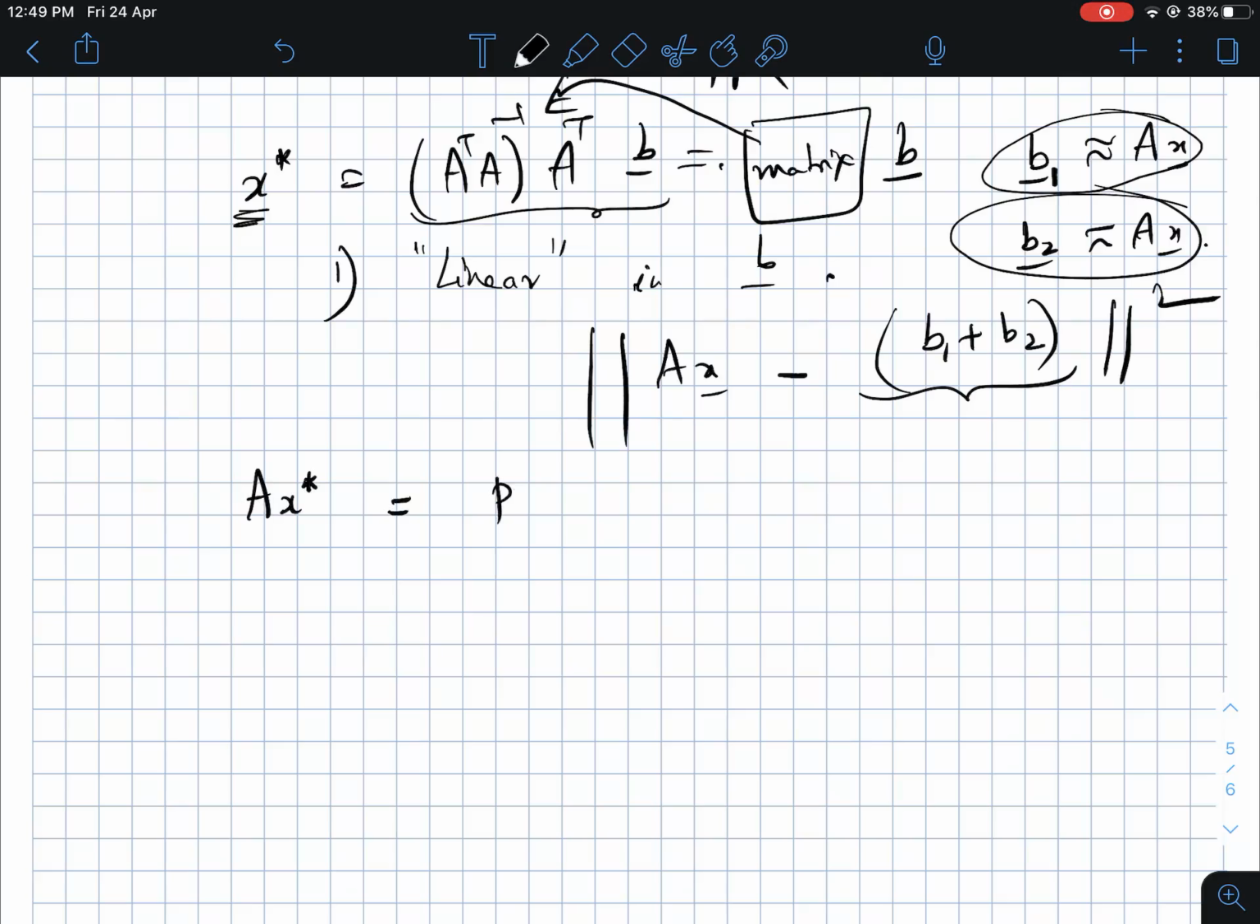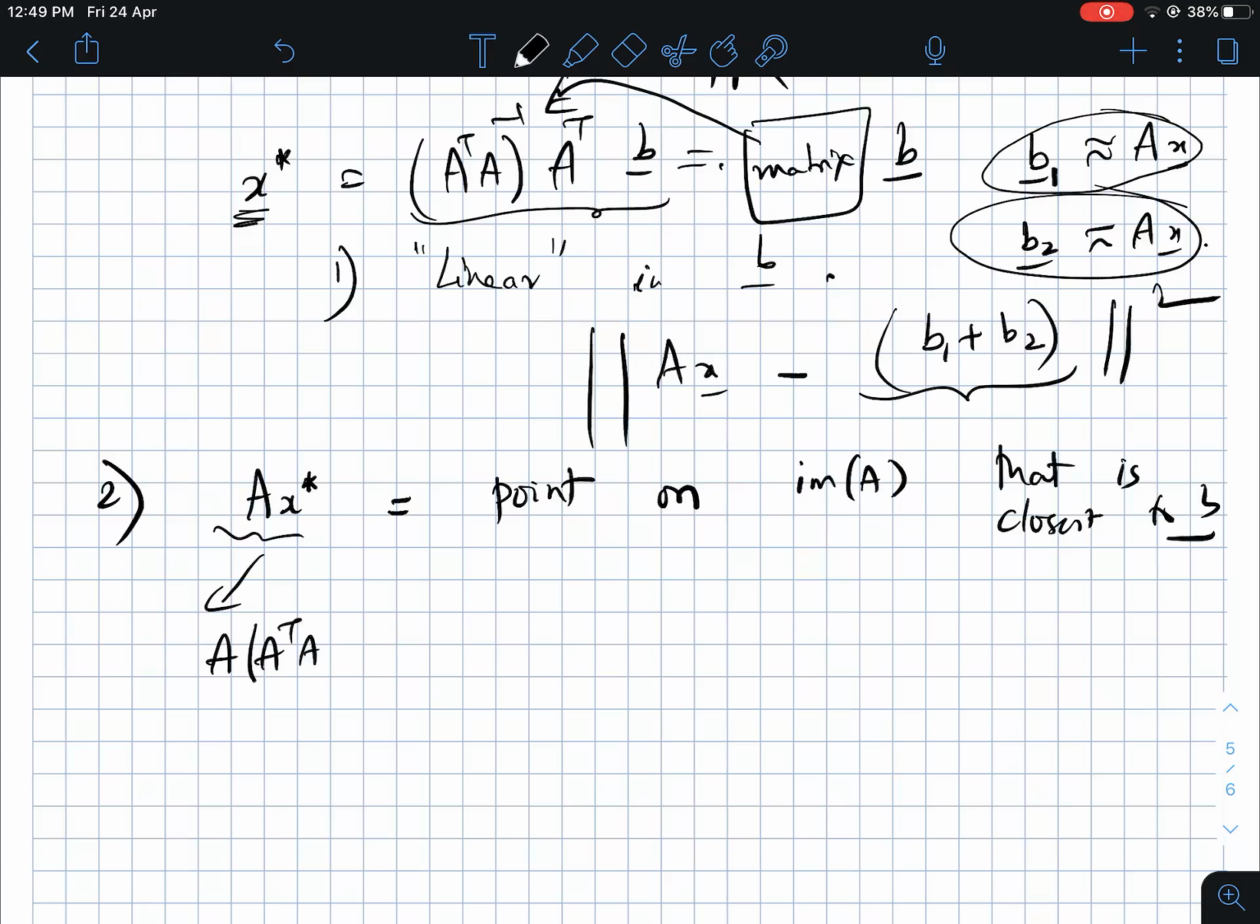this Ax star is actually the point on the image space of A that is closest to B, right? So expanding Ax star, you'll actually get A (A transpose A) inverse A transpose B. Okay, so in some sense, if I'm given a vector B, and I want to find a vector in the image space of A that is closest to B, then this will be the expression.